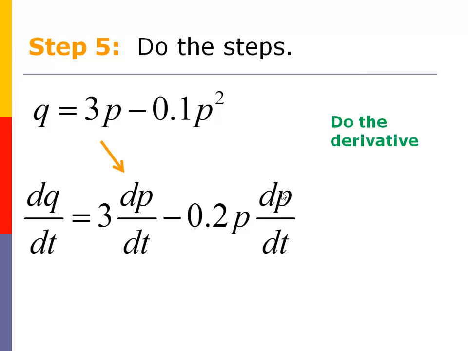Quantity and price are related in terms of time. So time's a relationship here. That's why it's related rates, because we start with the formula with Q and P, and we're actually doing the derivatives in terms of a different variable.